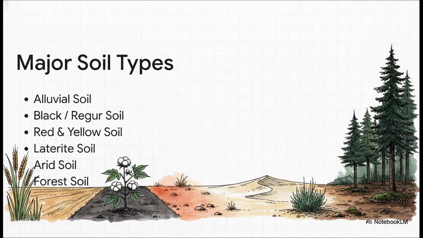Plus, we have red and yellow soils in areas with low rainfall, laterite soils in tropical regions, arid soils out in the deserts, and forest soils high up in the mountains.